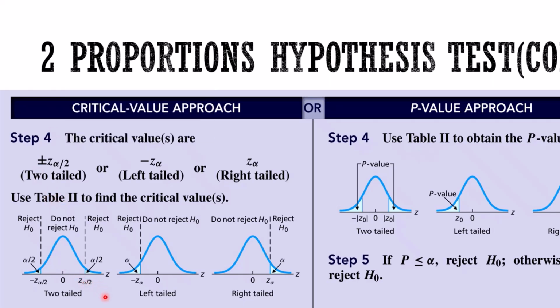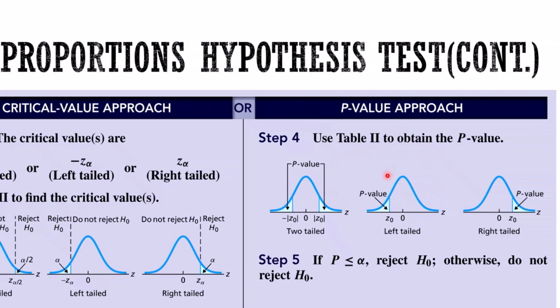And once we define the regions on our curve and find the critical value, we bring our test statistic from step 3. We place the test statistic value against our diagram. If it falls in the rejection region, we will reject the null hypothesis. Otherwise, we do not reject the null hypothesis based on the criteria we came up with.